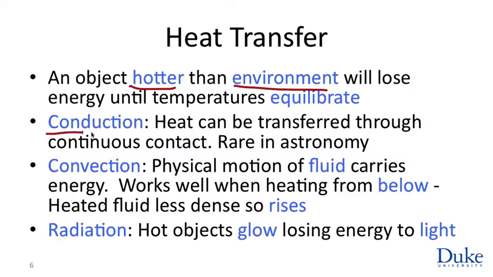One is called conduction. This is where heat is transferred through continuous contact, and this is not of great importance in astronomy. Heat conduction on astronomical scales is rare. A second phenomenon is convection. This is basically like trucking. This is what happens when the physical motion of the fluid carries energy.